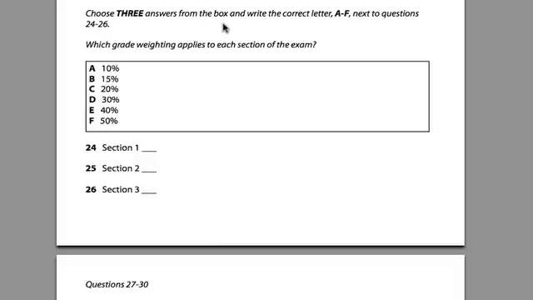Choose 3 answers from the box and write the correct letter, A to F, next to questions 24 to 26. Now turn to section 3. Section 3. You will hear 2 history professors discuss the structure of an upcoming exam they will give their students. First, you have some time to look at questions 21 to 30.